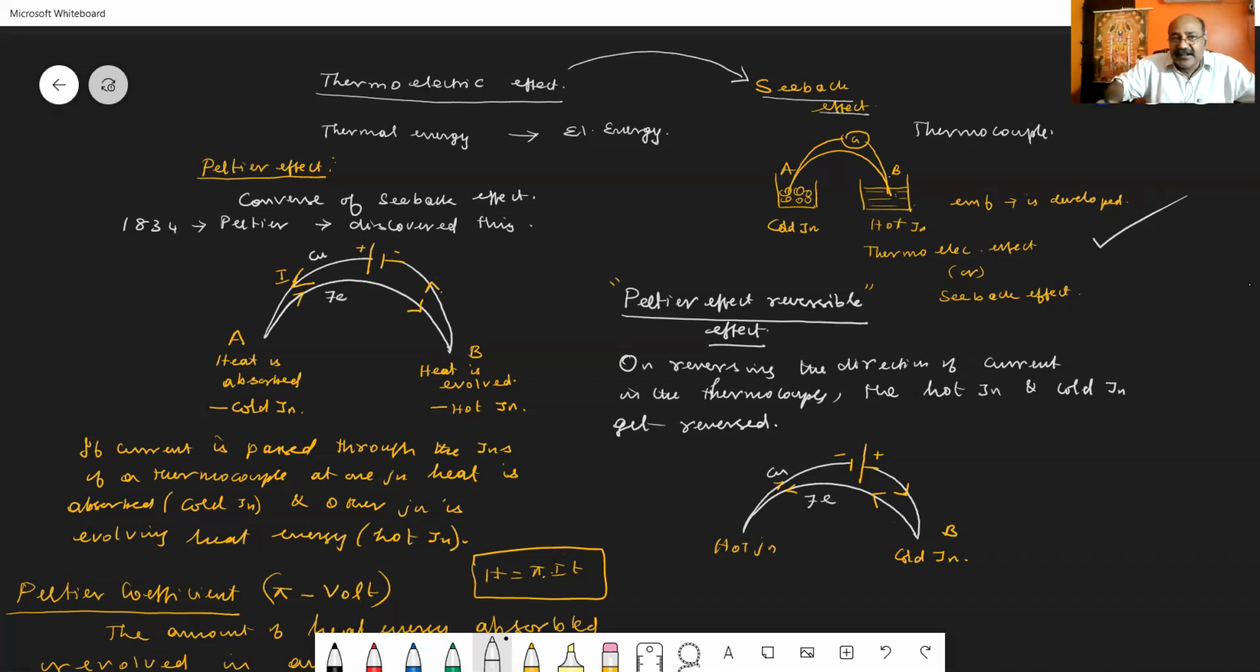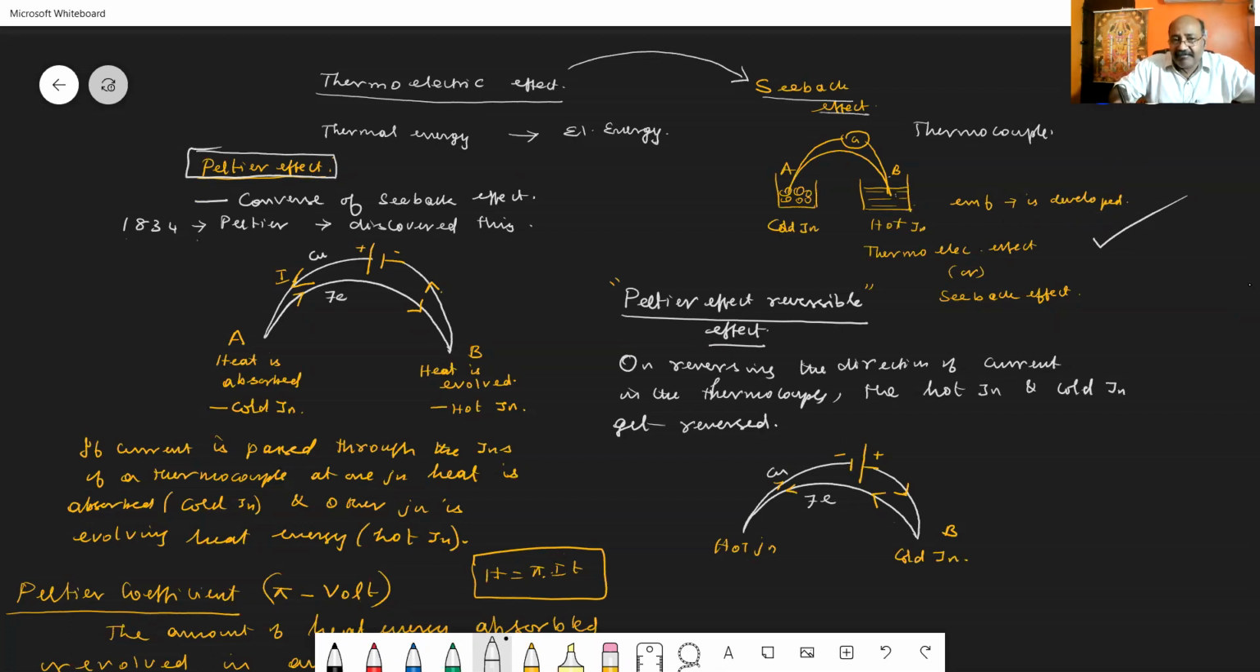The converse of the Seebeck effect is called what? Converse of the Seebeck effect is called Peltier effect. So generally we can initially say that Peltier effect is nothing but converse or reverse of Seebeck effect. This Peltier effect was determined by Peltier in the year 1834.